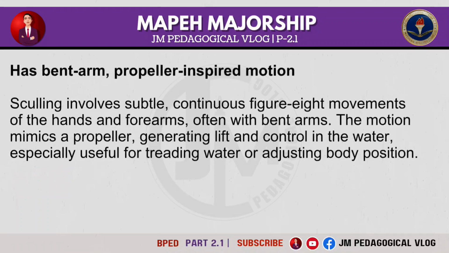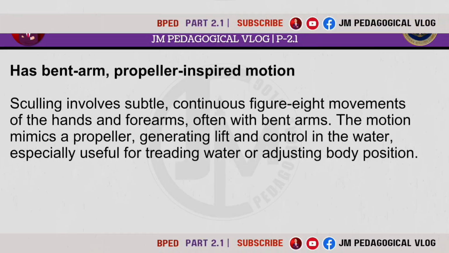Has bent arm, propeller-inspired motion. Sculling involves subtle, continuous figure-8 movements of the hands and forearms, often with bent arms. The motion mimics a propeller, generating lift and control in the water, especially useful for treading water or adjusting body position.